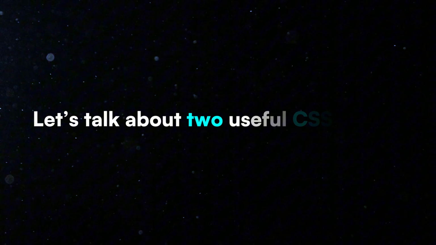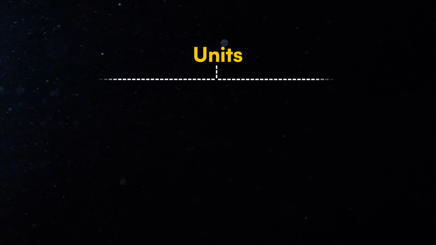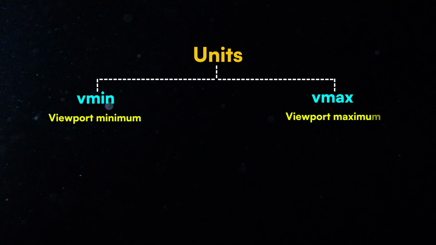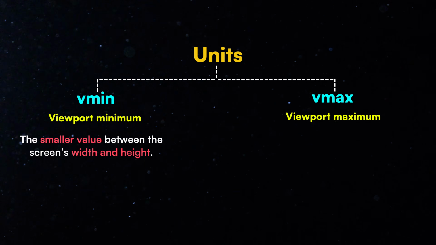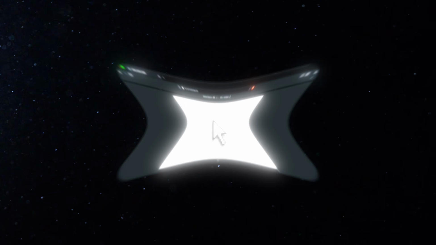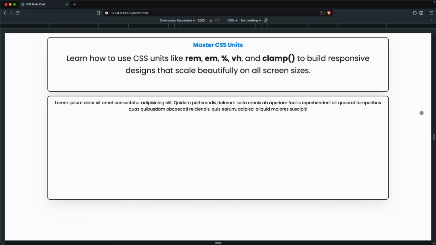Let's talk about two useful CSS units, vmin and vmax. Vmin stands for viewport minimum. Vmax stands for viewport maximum. Vmin means the smaller value between the screen's width and height. Vmax means the larger value between the two. For example, on a phone, the height is usually more than the width, so vmin becomes the width. On a desktop, the width is more, so vmin becomes the height.